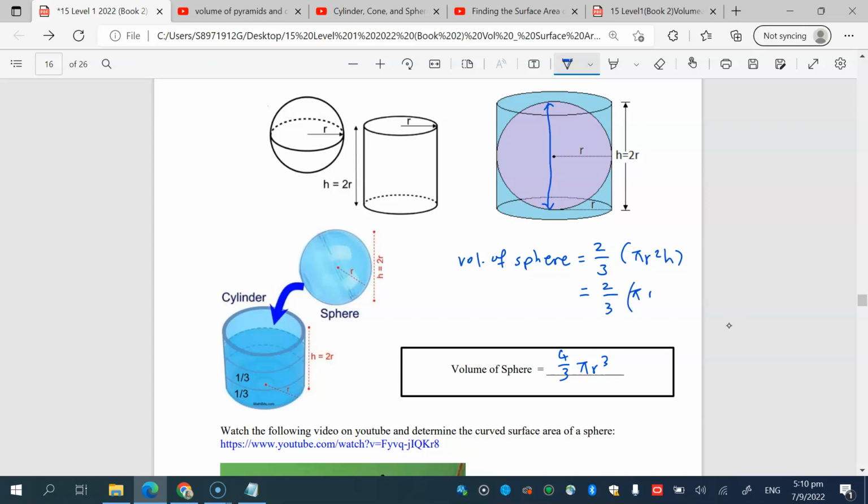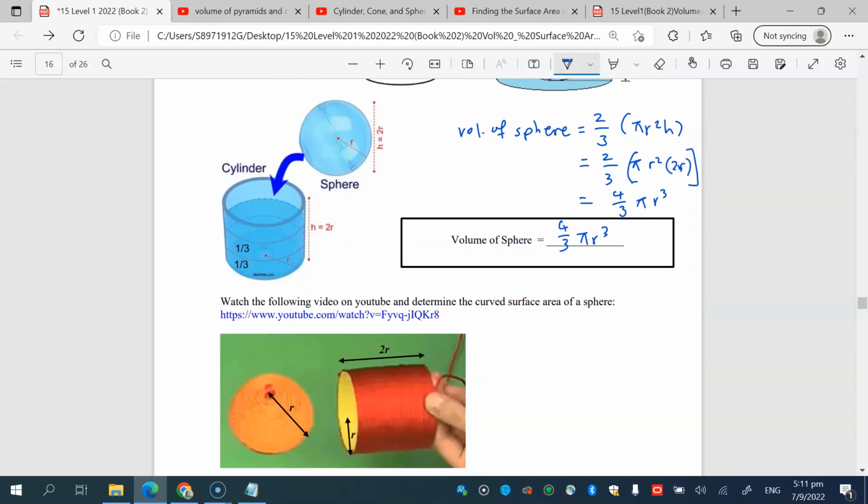Replace h with 2r. When you simplify this, you will get 2 times 2/3 is 4/3, and then r squared times r will give you r cubed. That's how they get the 4/3 pi r cubed. So all you need to know is the volume of sphere is 4/3 pi r cubed. Moving on to the next part.